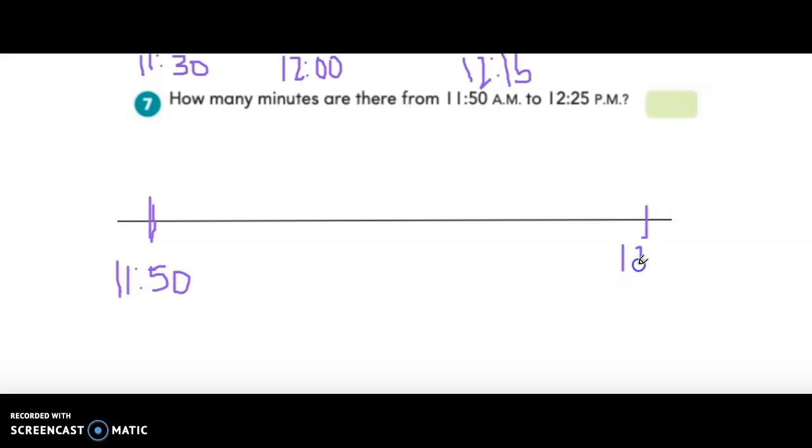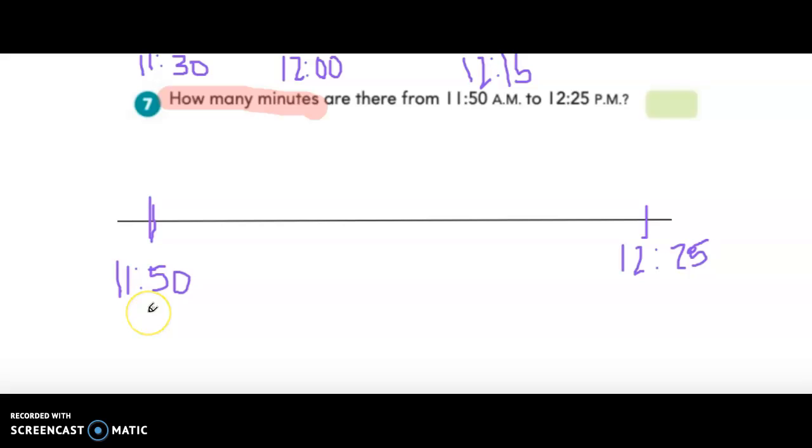All right, and then our end time is 12:25. So again, we passed 12 and they did the switch for us. So just keep that in mind. But this one, if we look, is asking us how many minutes. So they want to know how many minutes are there from 11:50 to 12:25.